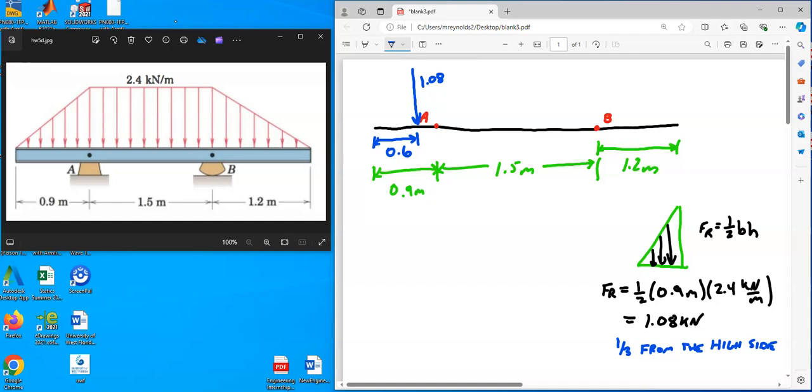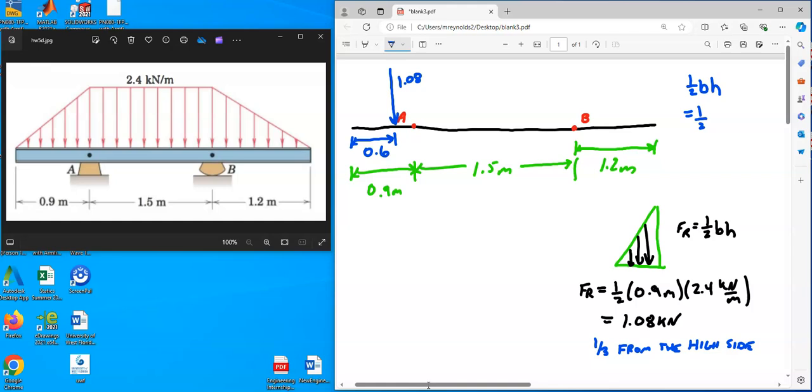The other triangle, on the right side of the beam. Again, it's 1/2 base times height. The base is going to be equal to 1.2 because that's how wide that triangle is from B to the right side of the beam. And the height is still 2.4 kilonewtons per meter. I probably should put the units on there, but I think you get it. If you do that multiplication, you should get 1.44 kilonewtons.